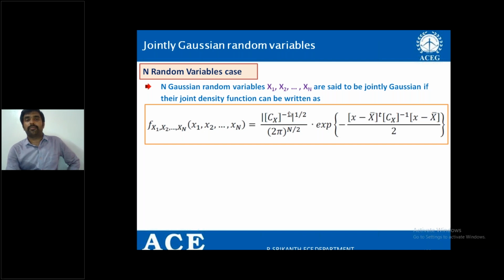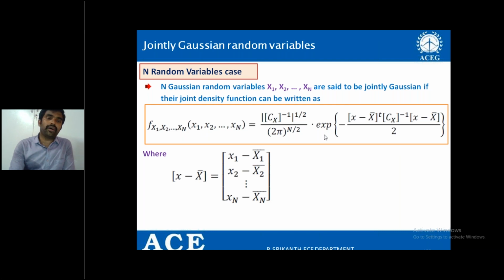The density is mod Cx inverse power 1 by 2, by 2 pi power n by 2, times exponential of minus x minus x bar transpose Cx inverse x minus x bar by 2. What is that Cx? What is that x minus x bar in the multiple random variable or n random variable case? Here, x minus x bar is a column matrix which has the elements x1 minus x1 bar to xn minus xn bar.